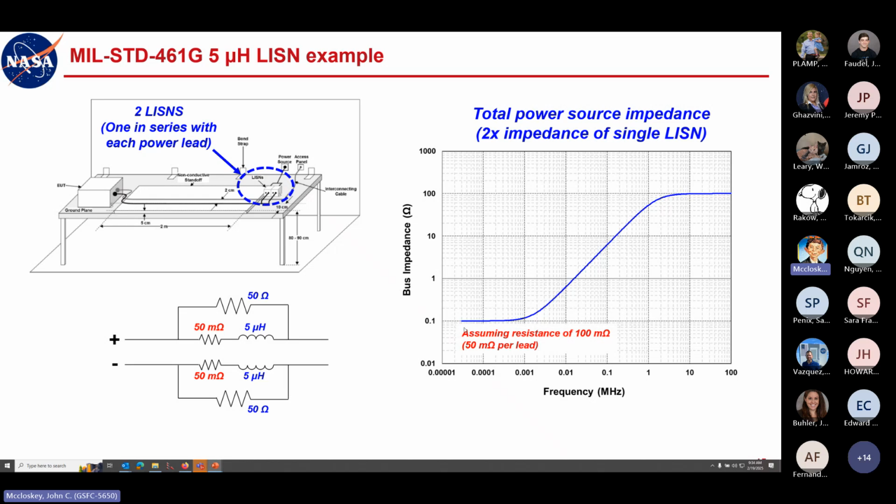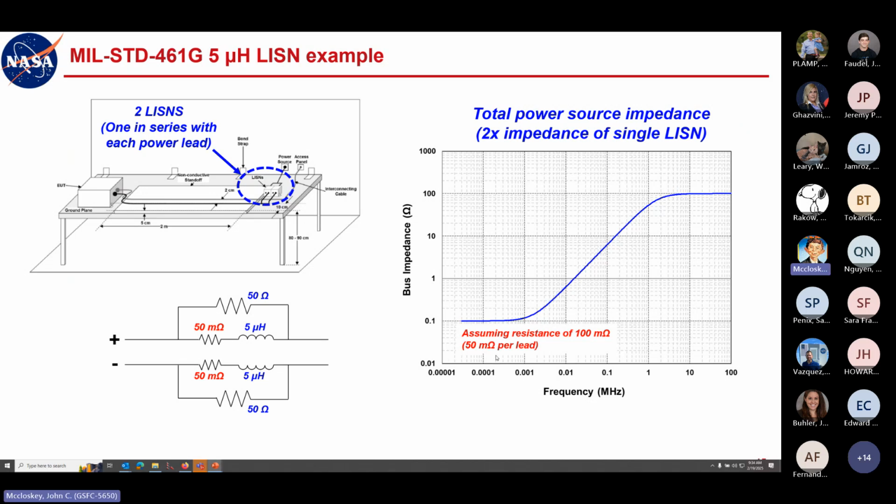So when you're looking at your total impedance curve here, remember you've got to double each of these parameters. We're calling them 5 microhenry LISNs, but you're using 2 of them. So you have 10 microhenries of inductance and then a total of 100 ohms of high frequency impedance here.